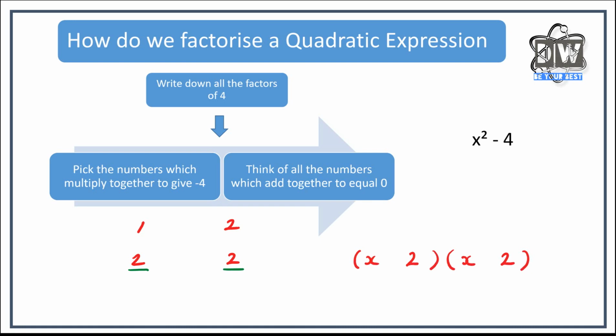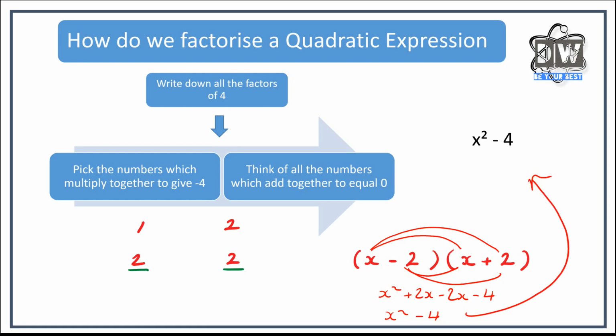And very simply, you're going to make one of them a positive and one of them a negative. So we're going to make the first one a negative and the second one a positive. If we do that, you can see now, x times x is x squared. x times plus 2 is 2x. Minus 2 times x is minus 2x. And minus 2 times 2 is minus 4. You can see that the middle terms will cancel each other out and we'll just be left with the same as our question. It really is as simple as that.